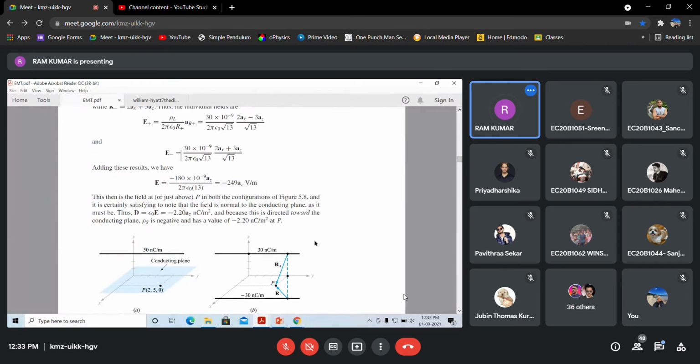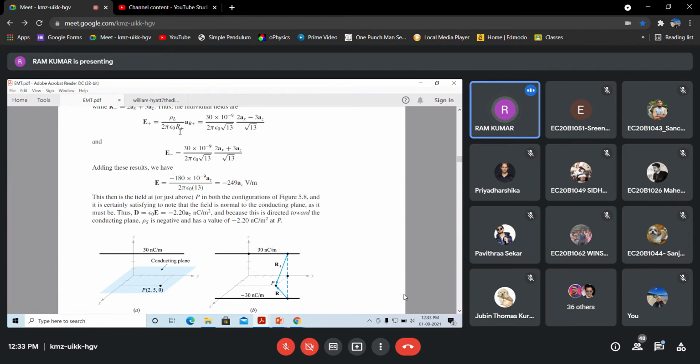Now first, find the electric field due to the line charge on the positive side. This is 13 nanocoulomb per meter. You know the formula: rho L by 2 pi epsilon naught rho, where rho is the distance between the line charge and the point where you are evaluating the field. Here we get R.